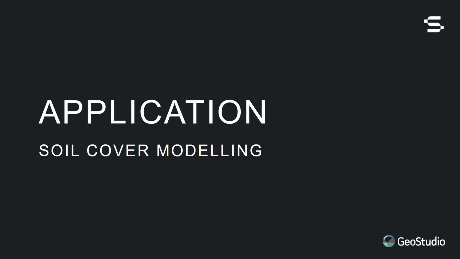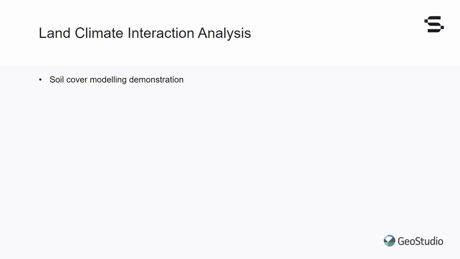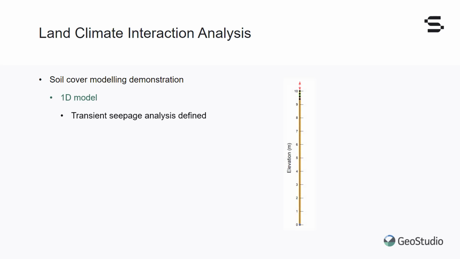We will now review the details of a soil cover model using the land-climate interaction boundary condition. The soil cover model that we will review in GeoStudio is a one-dimensional analysis. The transient analysis has been defined, as have the material properties. However, we will review them when we open the project file.